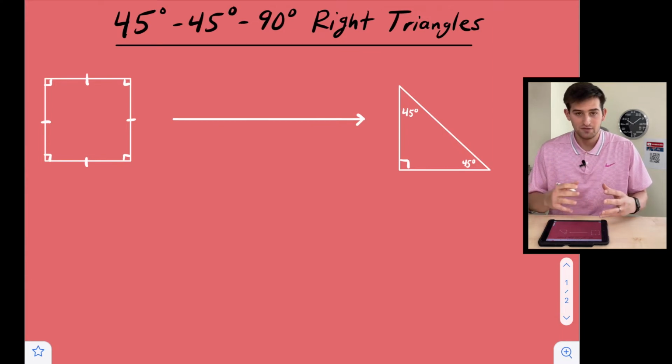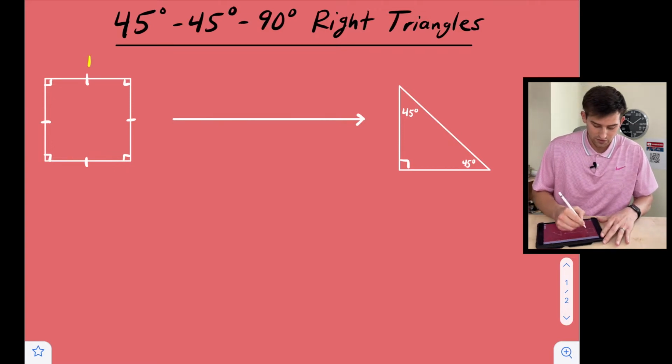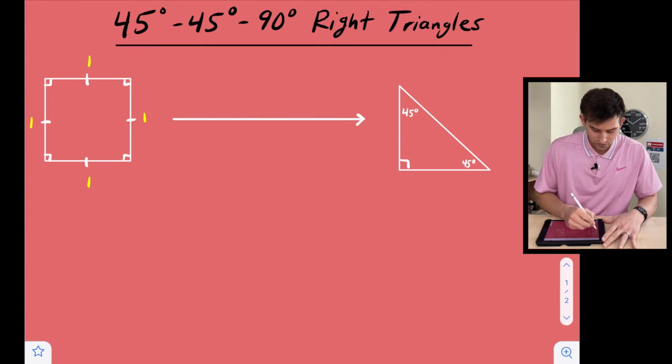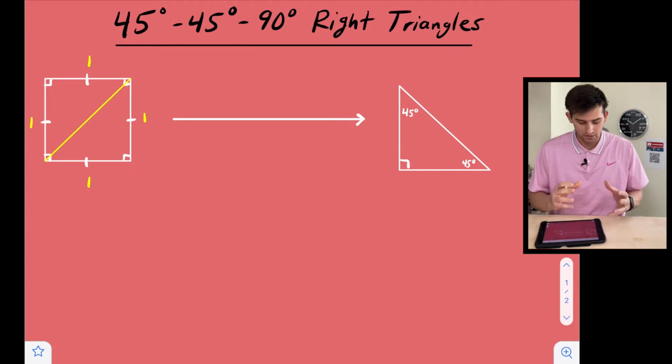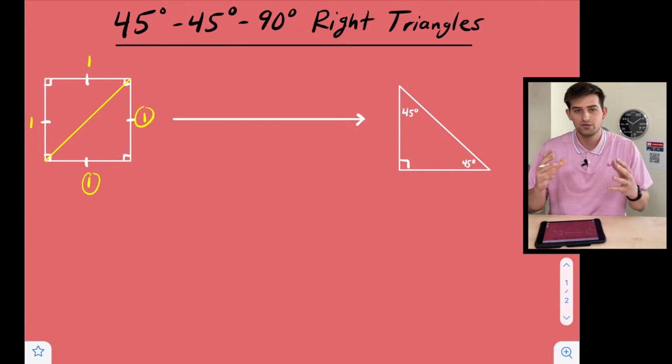So for the purposes of us proving the side lengths of this 45-45-90 right triangle, let's say that each side of our square is just 1 unit, okay? Now let's split this square into 2 triangles by drawing this diagonal segment right here. Okay, so now look what it tells us. Our 2 legs of our right triangle are equal to 1, or they're equal to the same thing.